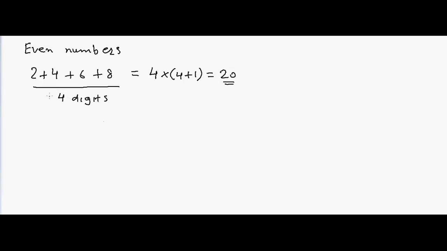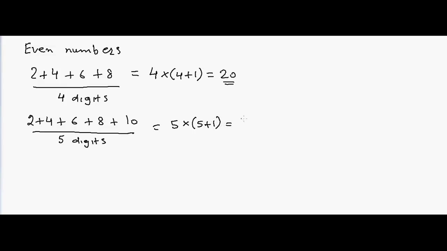Let's try it again. If I have 2 plus 4 plus 6 plus 8 plus 10, right? In that case I have 5 digits, so the answer will be equal to 5 into 5 plus 1, that's equal to 30. So that's my answer.